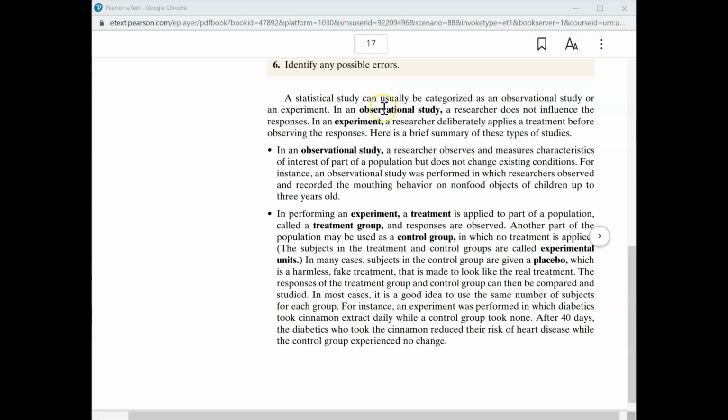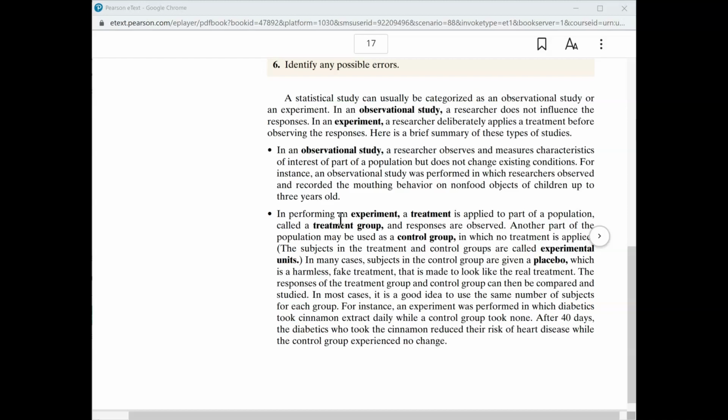All right, here are two types of studies. One is an observational study, and the other one is an experimental study, or just called an experiment. In an observational study, a researcher observes and measures characteristics of interest of part of a population, but does not change the existing conditions. In an observational study, you are just observing something that is already there, something that already is. Whereas in an experiment, you are doing something to manipulate the data.